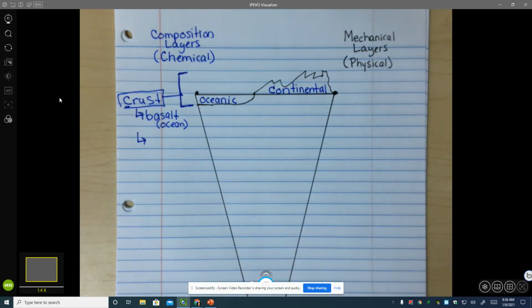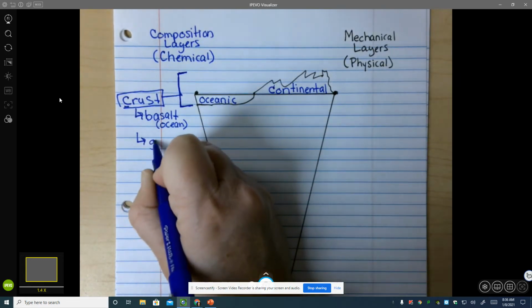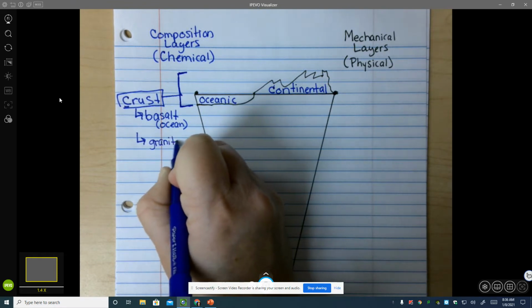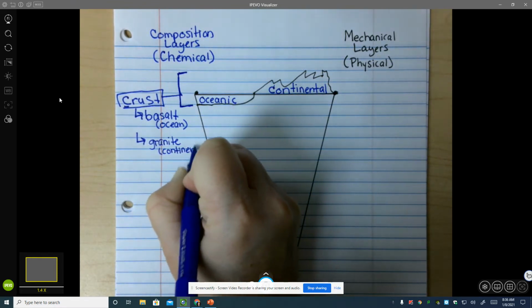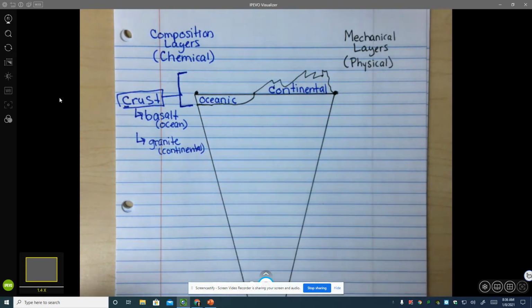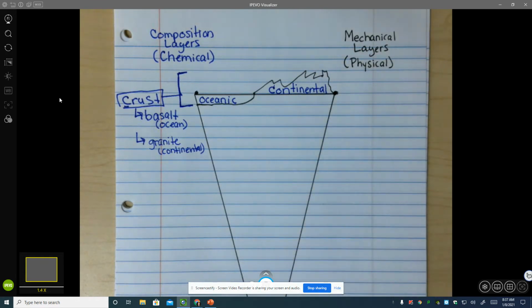Look at your layers of the earth. What was the other rock that mostly the crust was made of? Only 3 people? Emma? Granite. Granite was the other one. And that one you're going to find mostly on the continental crust. Okay. Continental.